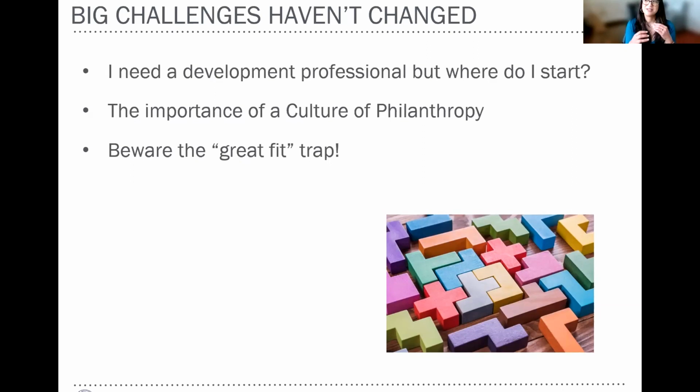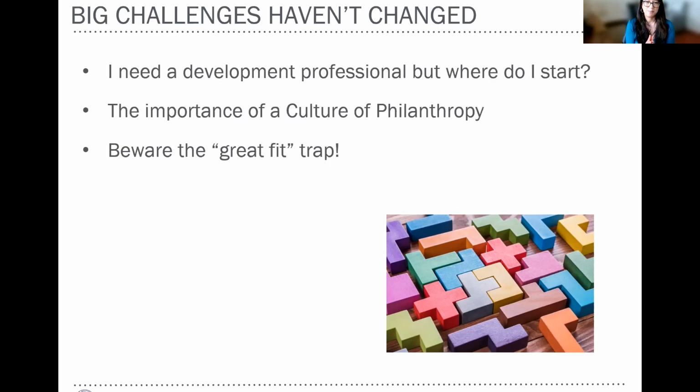These are all the things that you need to take into consideration before even embarking on, as you're getting started on, hiring this development professional. So a lot of times people will say, I don't even know where to start. This is where you start. Think about what you need, what you can afford, and how that all is going to fit together.